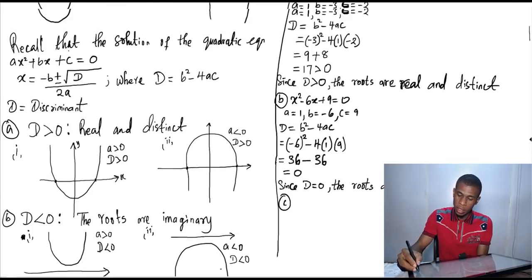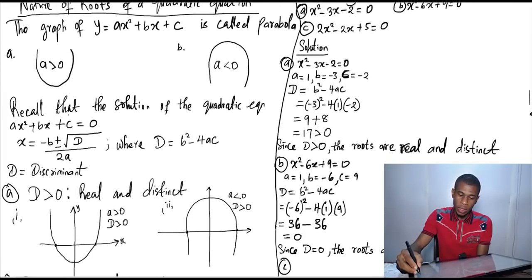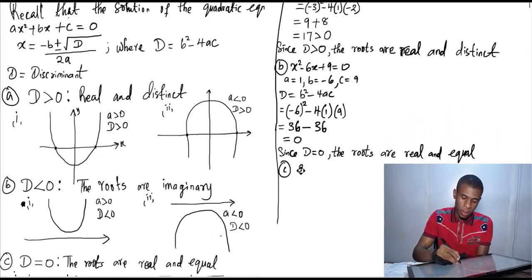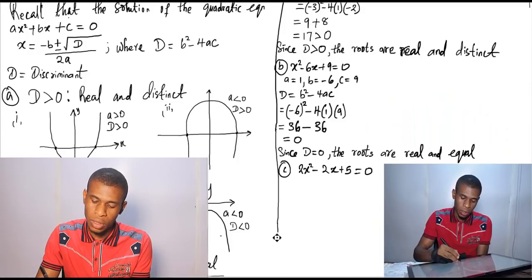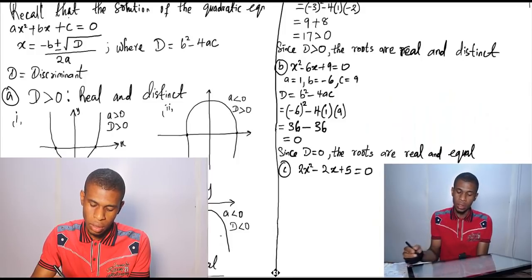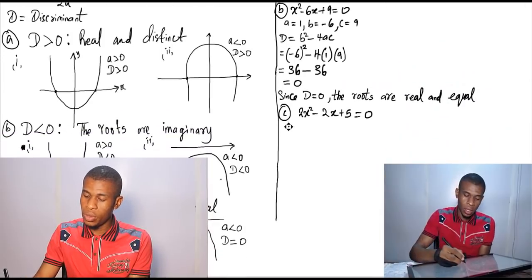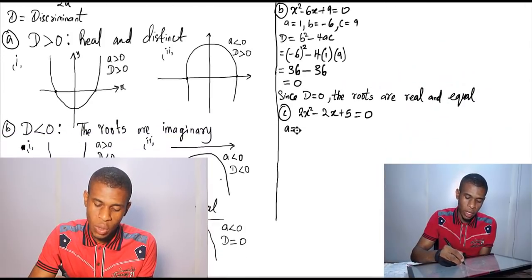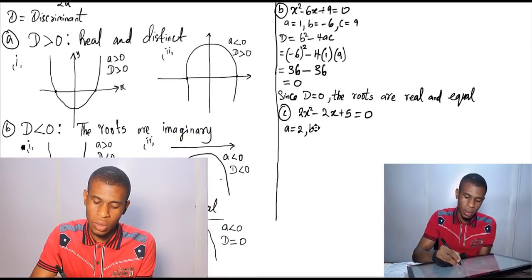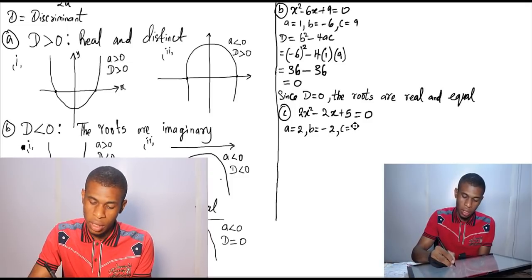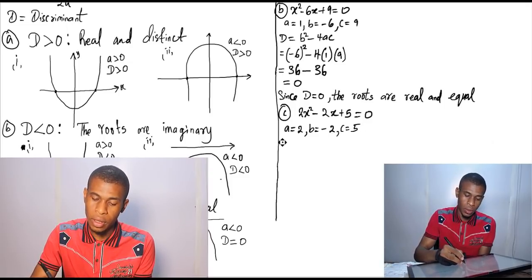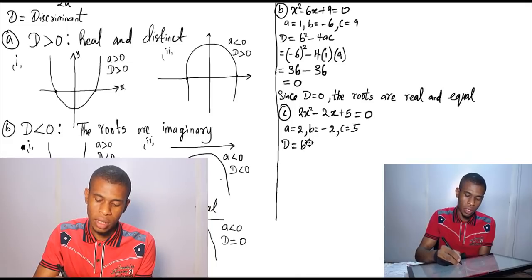Okay, now let's look at C. C, we have 2x squared minus 2x plus 5 equal to 0. Let's bring out what we have. A here is 2, B is minus 2, C is 5. You write your formula, D is equal to b squared minus 4ac.